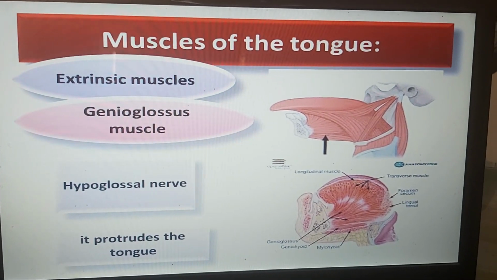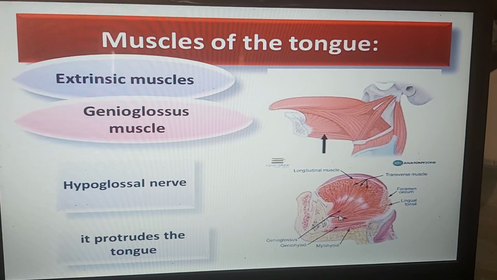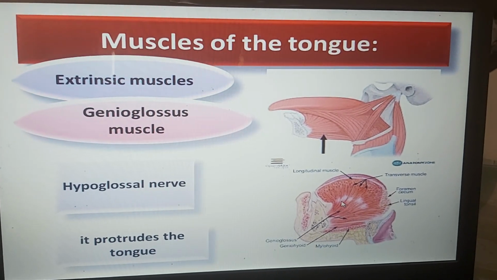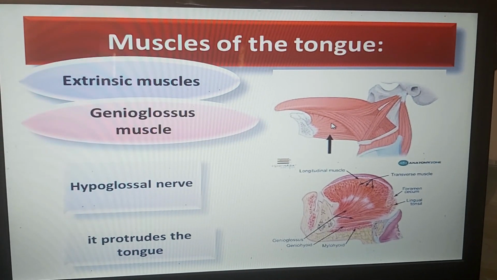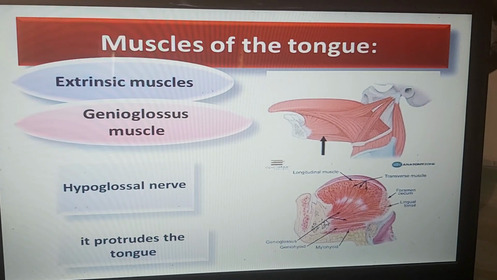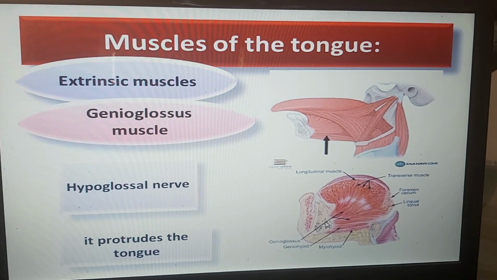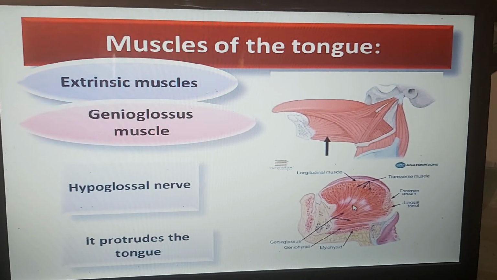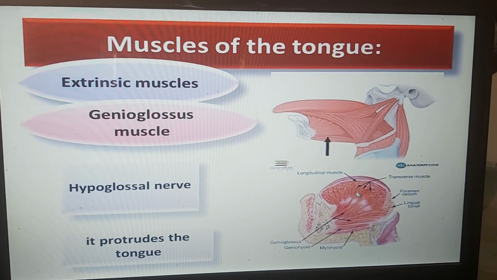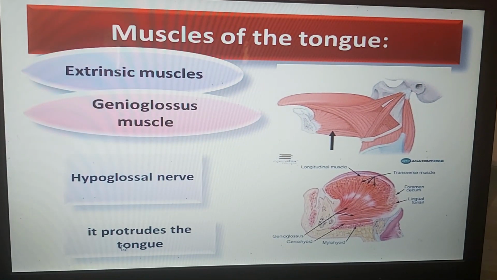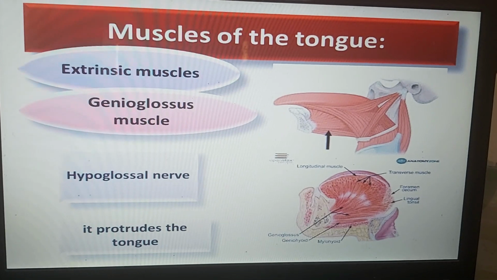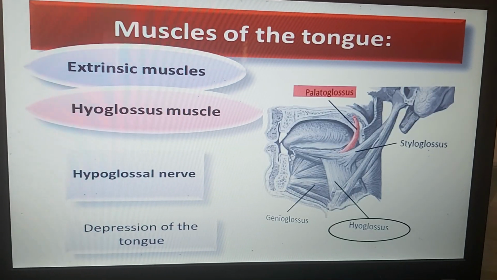Genioglossus muscle. The second one is a huge muscle right here. It's fan shaped like this. It arises from the superior genial tubercle of the mandible to be inserted along the whole length of the tongue. It's innervated by the hypoglossal nerve. With the other side, it protrudes the tongue outside.